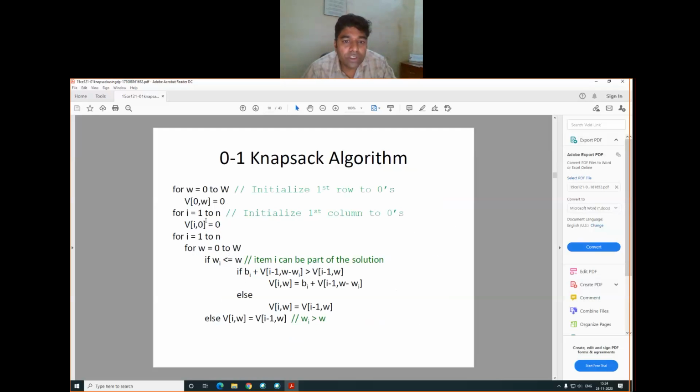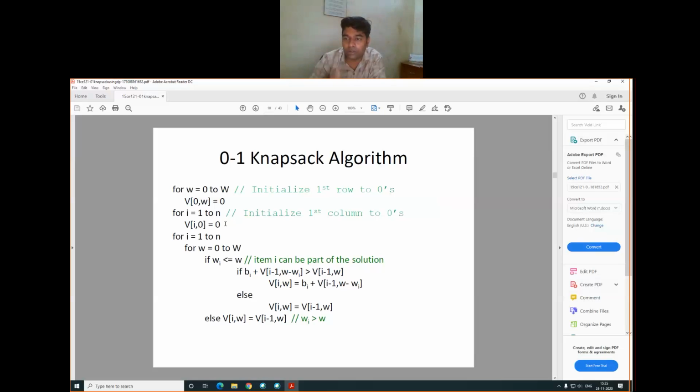Okay, so what is the 0 1 knapsack problem algorithm? Let's start. For W equal to 0 to the maximum capacity of the knapsack, initialize the first row to zeros. I told you earlier, dynamic programming uses a table to solve the problem recursively. So the first row contains all zeros, and for I equal to 1 to n, initialize the first column to zeros. V of I, 0 is equal to 0. This is the very first initialization.